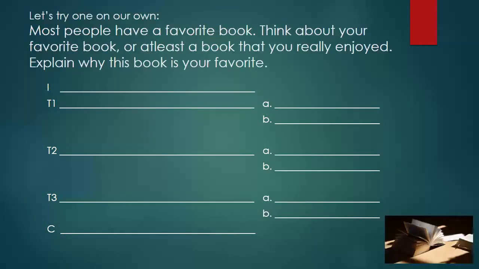So now we're going to try one on our own. Let's read this prompt together. Most people have a favorite book. Think about your favorite book, or at least a book that you really enjoyed. Explain why this book is your favorite. On your own paper, make your ITC plan with A and B details and be ready to share it with a classmate. Here we go.